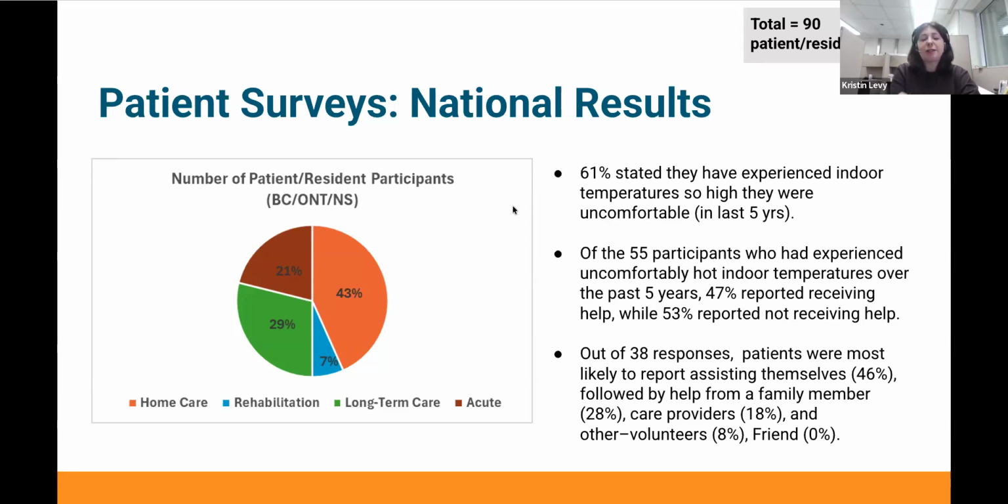And then finally, we wanted to know who was helping them. And these results did vary, but overall, across the national results, patients were more likely to actually say they reported assisting themselves. They often would say they helped themselves. That would then be followed by a family member, then care provider, and then volunteers. Interestingly, nobody responded to the friends category. So we're not sure exactly why that is, but it's an interesting question to ponder.